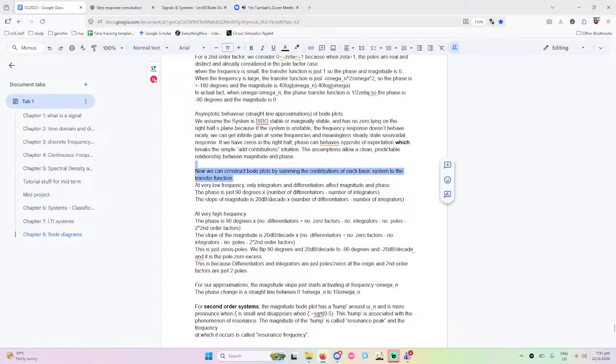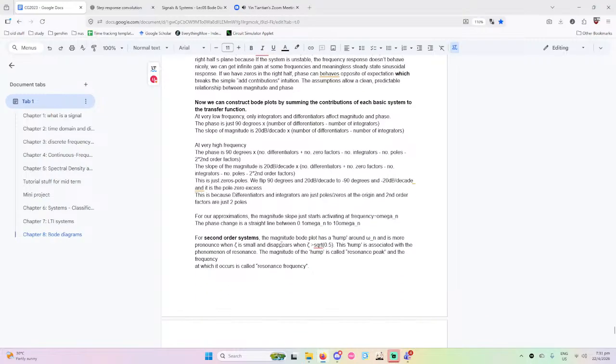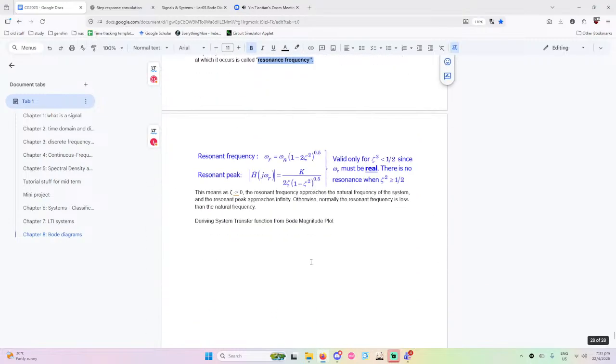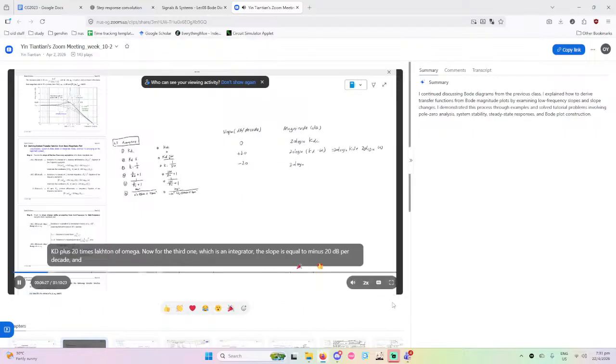As for the magnitude in dB, according to this expression here, it will be equal to 20 times log 10 of kd multiplied by omega. So it is equal to 20 times log 10 of kd plus 20 times log 10 of omega.